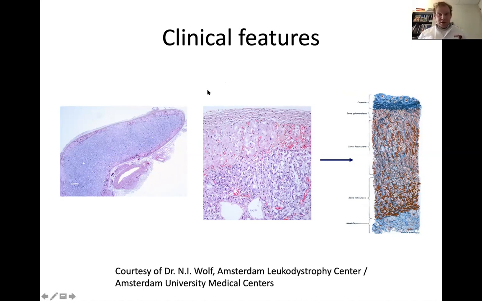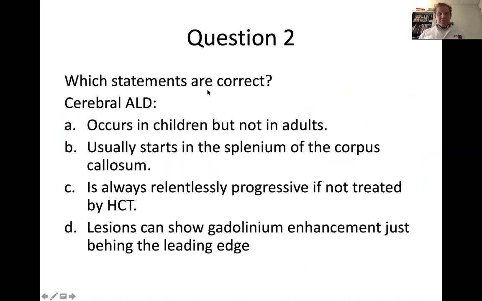On to the next symptoms, also introduced by a question. This concerns cerebral ALD, and which of the following statements are correct? Okay, now I will start the second question. Now you can vote.